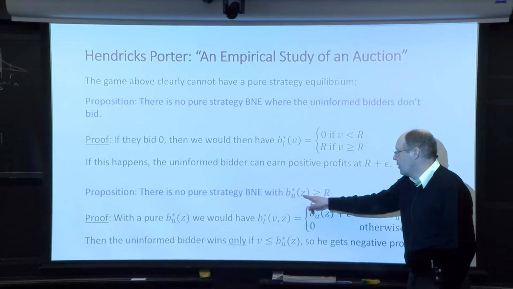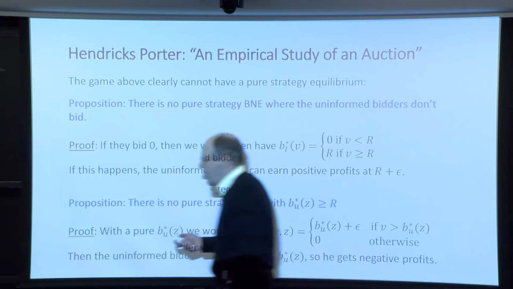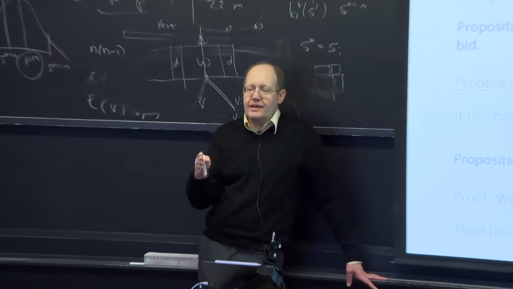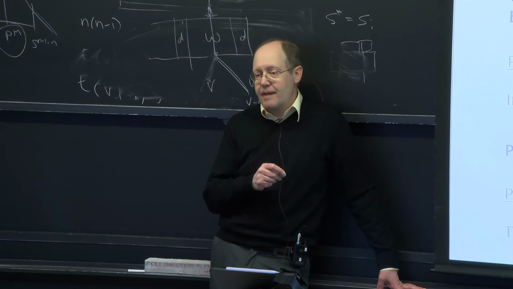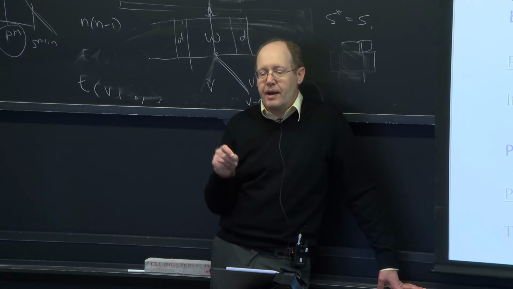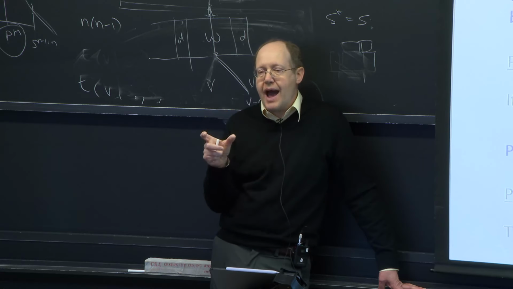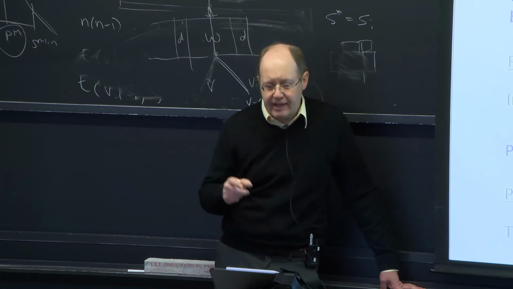You also can't have an equilibrium where the uninformed guys follow some pure strategy, some function B uninformed of Z, because then what would the incumbent do? If the value was bigger than what they're bidding, the incumbent would take it. If the value is less than what they're bidding, the incumbent will leave it to them. So basically, if they're playing a pure strategy, they always lose. Either it's a good tract and the incumbent takes it from them, or it's a bad tract and the incumbent leaves it with them. So you can't have any of these equilibria.